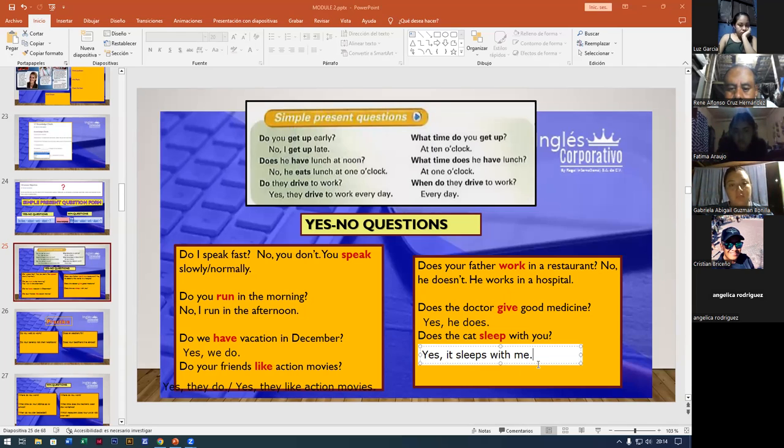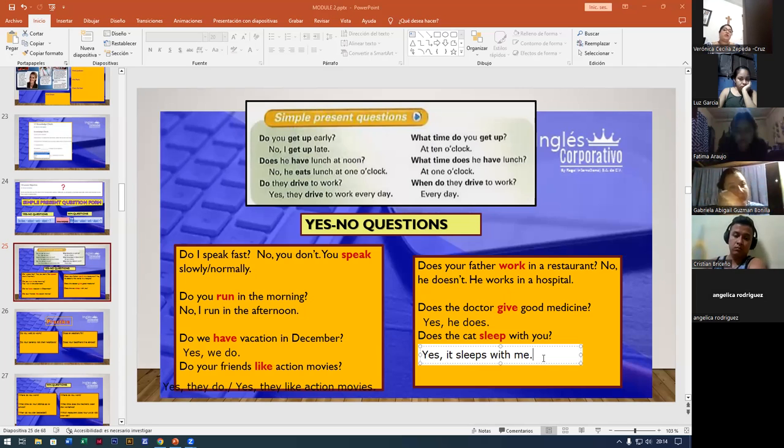Now, yes, it sleeps with me. Also, another possibility, yes, the cat sleeps with me. Or yes, it does, if it's a short answer. So you have three possibilities here. What about if you give a negative answer?